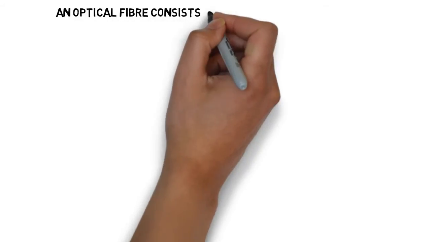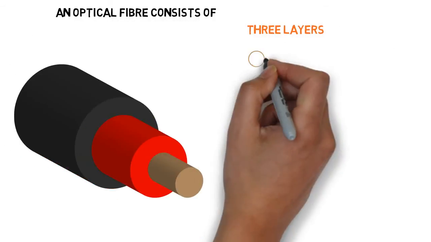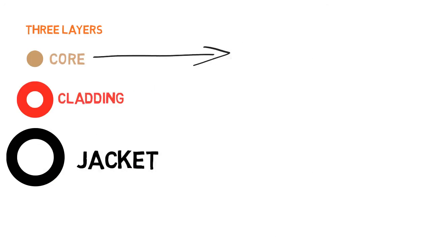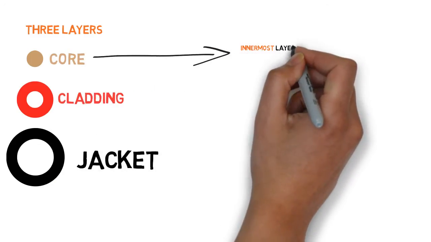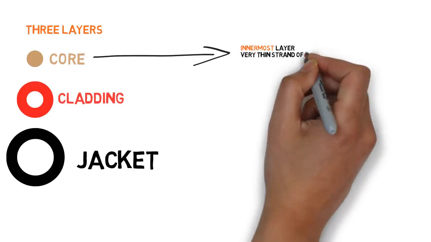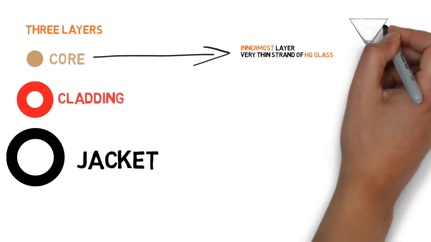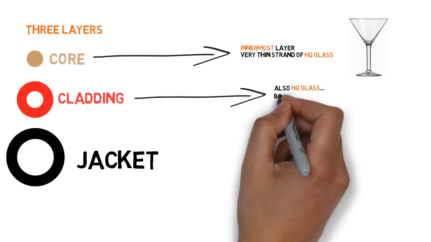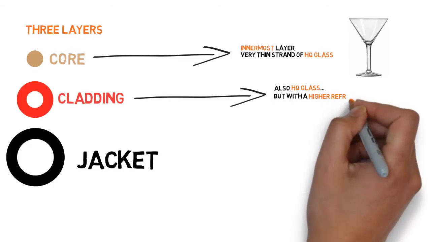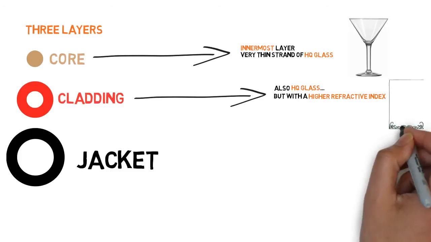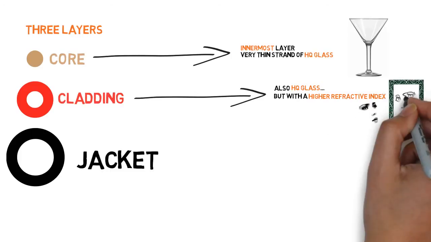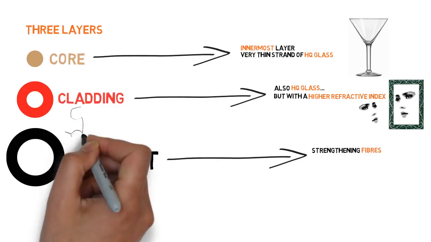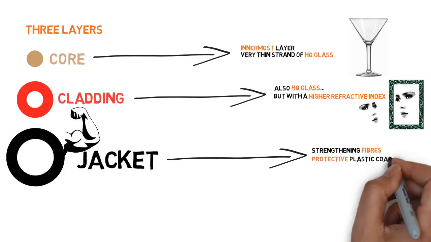An optical fiber consists of three layers: the core, the cladding, and the jacket. The core is the innermost layer of the fiber and is essentially a very thin strand of very high-quality glass. The cladding is also made out of high-quality glass, but its refraction index is higher than that of the core, which allows it to act as a mirror and reflect the light inside the core. The jacket contains strengthening fibers and a protective plastic coating.